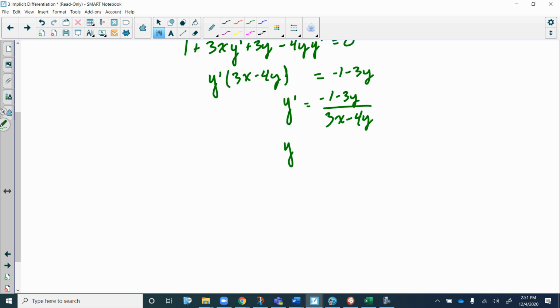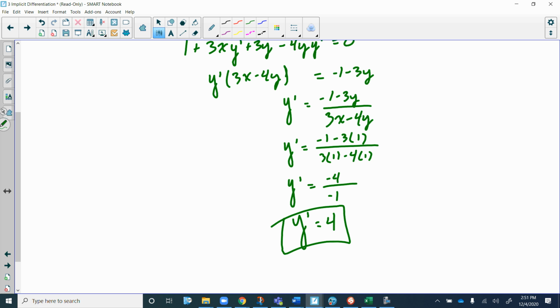So we're evaluating this in terms of the point 1, 1. So negative 1 minus 3 times 1, not negative 1. And in the denominator, 3 times 1 minus 4 times 1, giving you, in the numerator, negative 1 minus 3 is going to be a negative 4. And in the denominator, 3 minus 4 will be a negative 1. So that means that y prime is equal to a positive 4.